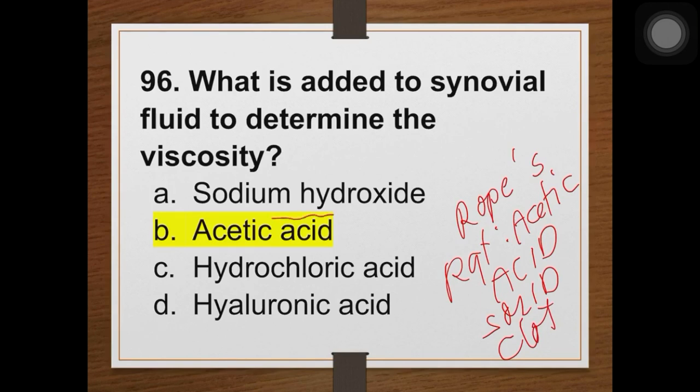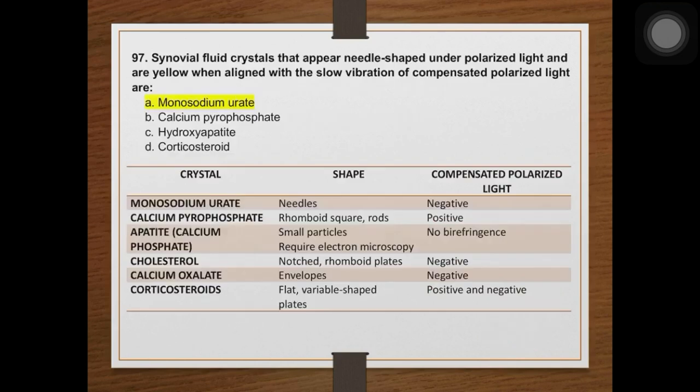Kaya nga po kapag meron tayong synovial fluid for cell count, hindi pwedeng gumamit ng acetic acid kasi with acetic acid, magkaklat po yung synovial fluid. So, pag tinanong naman po tayo ano yung diluent na dapat i-avoid when handling synovial fluid, then acetic acid kasi nga po magkaklat. Number 97.